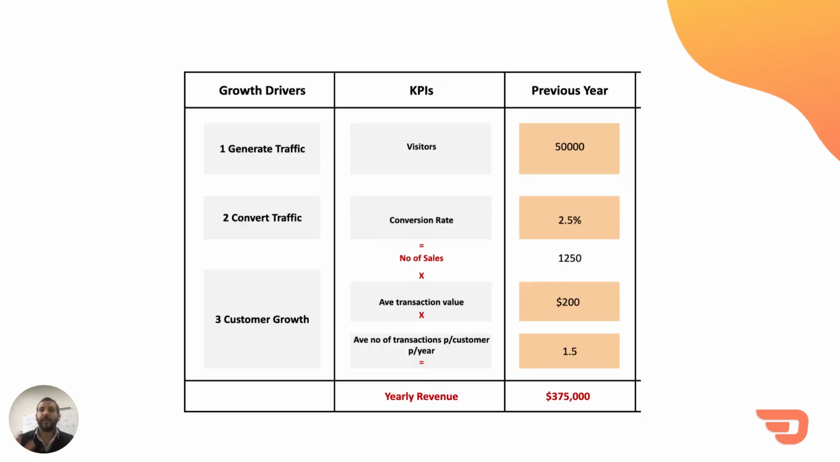To illustrate, let's say that last year you received 50,000 visitors to your site based on some Facebook and Google ads, and your site converts at 2.5% into paying customers, giving you exactly 1,250 new customers for the year. Then let's say that your average customer spends $200 per sale and makes on average 1.5 sales per year, right? That would result in total revenue of $375K.